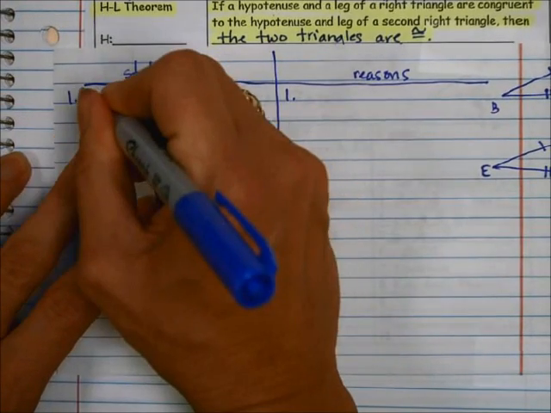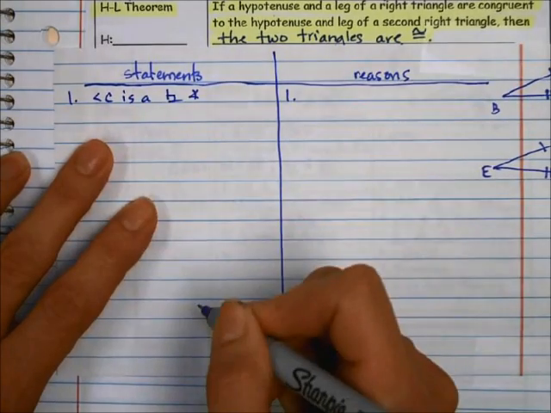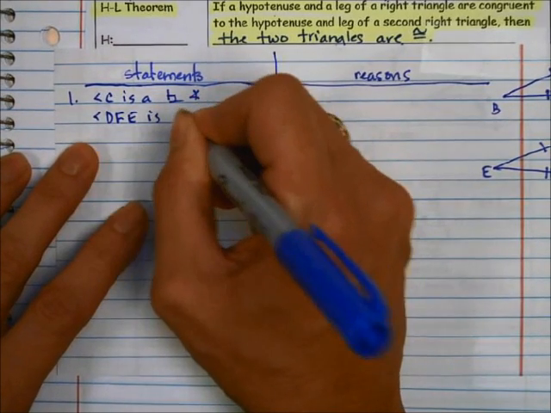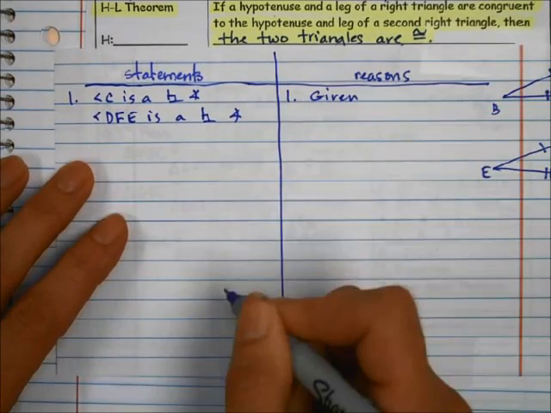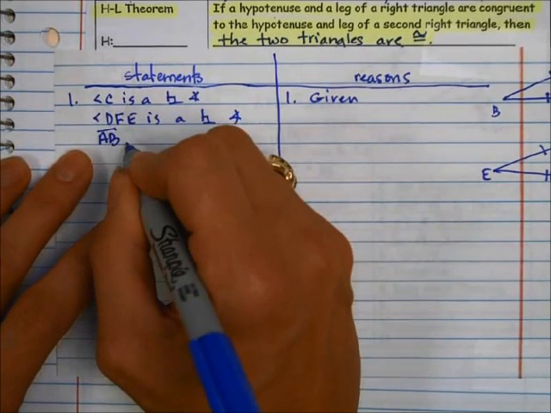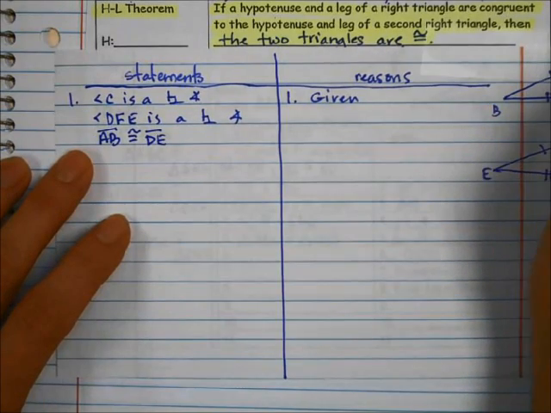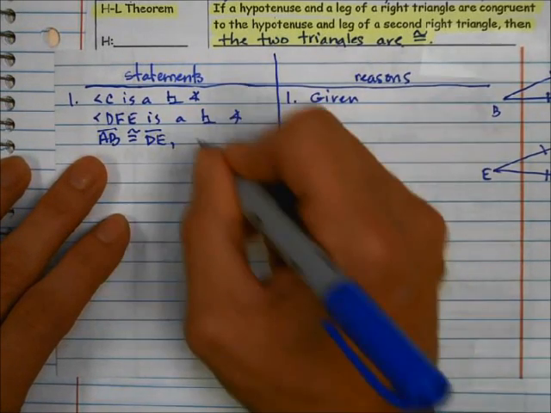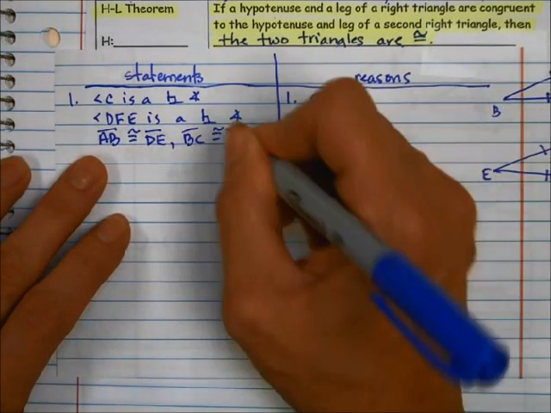Alright, number one, given. We know that angle C is a right angle. We know that angle DFE is a right angle. Alright, this stuff's given. We also know that line segment AB is congruent to line segment DE. So that's AB here and DE. We are given that line segment BC is congruent to line segment EF.